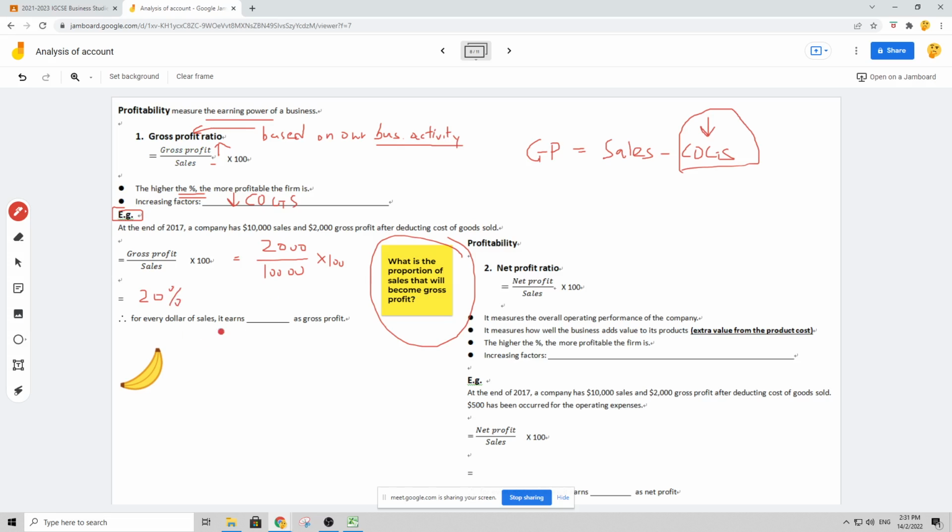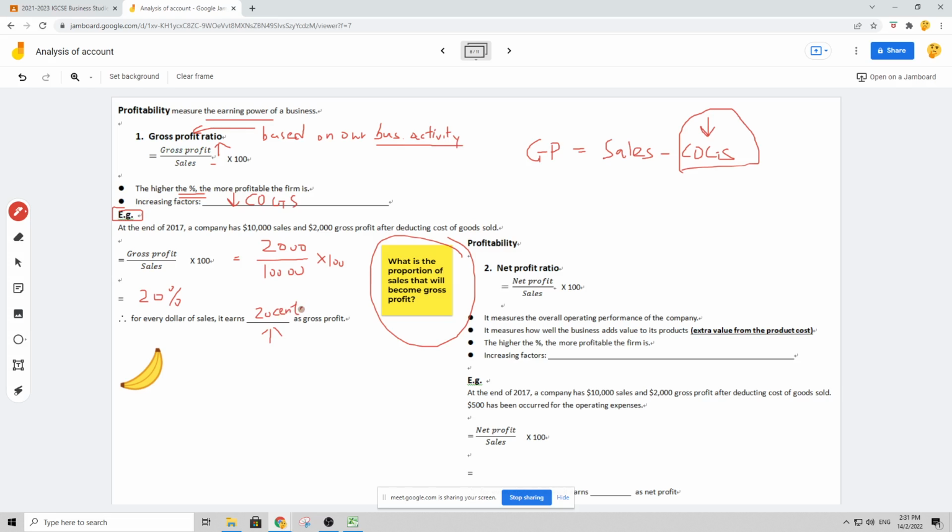Can someone answer this question here? Therefore, for every dollar of sales, what is it? Come on, guys. 0.2. Okay, Karina, Chloe, yes, that's right. So 0.2 for every dollar of sale. You earn 20 cents as gross profit.